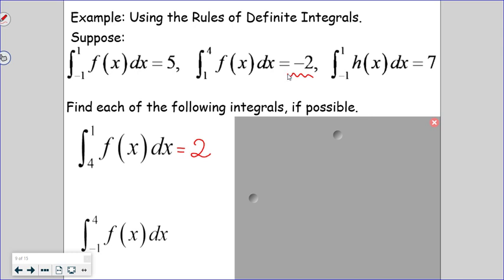Okay. Next one, if it goes from -1 to 4 of f of x dx, that is our additivity, right? We start here at -1, go up to 1, which connects to this one, which means we don't have to break. We can put the 2 together. It is the combination of those 2. So we would be able to add the 5 and the -2 to get the total of 3.